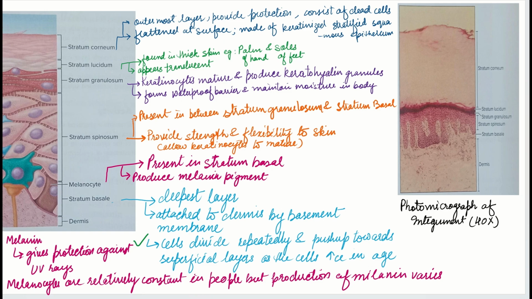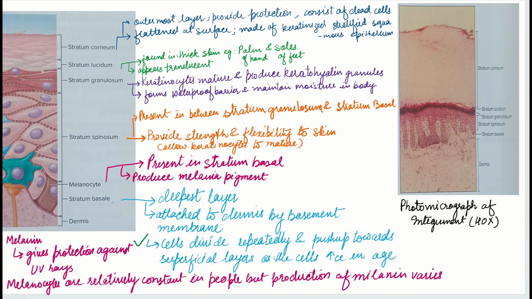oncogenesis. Pheomelanin is mainly a lesser production of melanin, and it gives you lighter skin. Pheomelanin provides less protection against UV radiation. So the melanocytes are relatively constant in people, but the production of melanin varies.